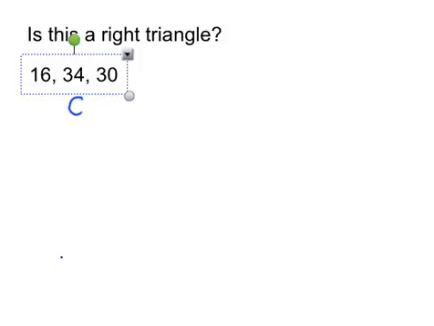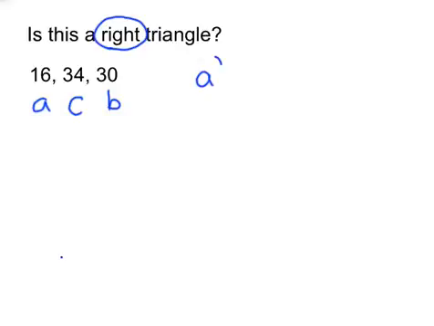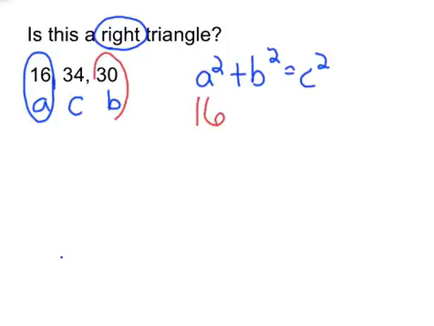The other two numbers are A and B. Again, it doesn't matter how you write them, if you do it that way, or if you want to switch it, it doesn't matter, as long as you get C right. So I'm going to go back to how I have mine first. I like going in order. So because of that word, I'm going to write A squared plus B squared equals C squared, and start looking for my numbers. My A is 16, so I'm going to put a 16 in that spot. My B is 30, and my C is 34.